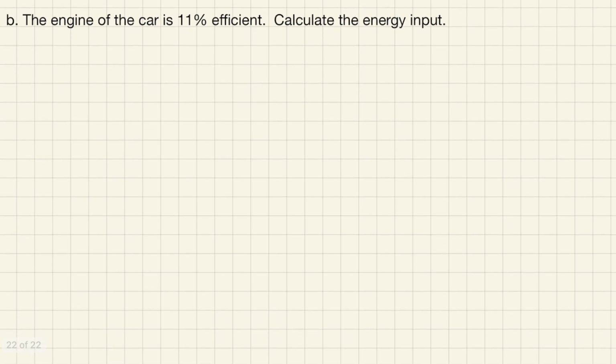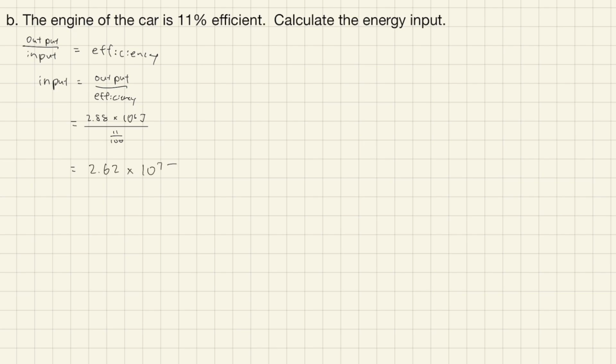Part B. The engine of the car is 11% efficient. Calculate the energy input. To calculate energy input, we can use the equation for efficiency, which is output over input. Therefore, since we solved for the output to be 2.88 times 10 to the sixth power in part A, input can be found by output over efficiency, or 2.88 times 10 to the sixth power over 11 over 100. This comes out to 2.62 times 10 to the seventh power joules.